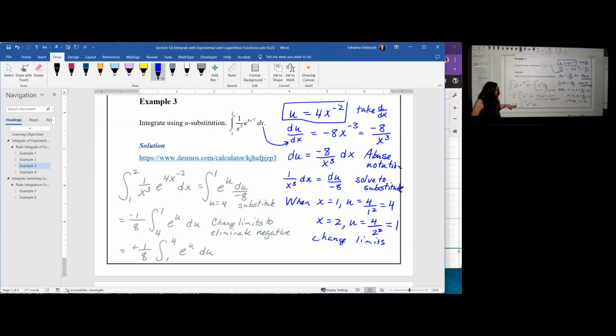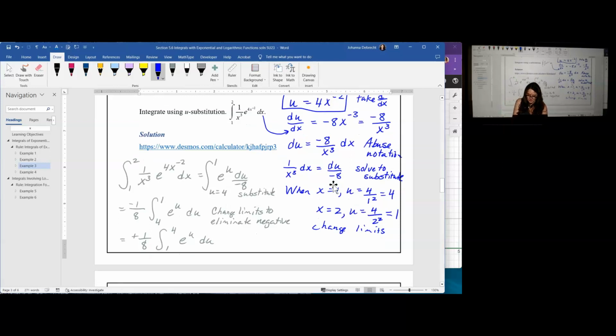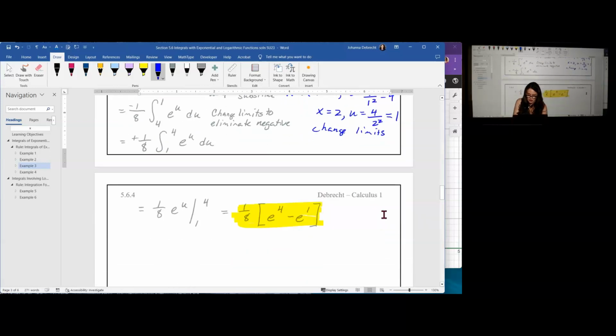That gave me the positive definite integral of 1 over 8 times the integral from 1 to 4 of e to the u du. The antiderivative function of e to the u is e to the u. And I choose to have the constant be 0. Then I evaluate between 1 and 4. And you could distribute the 1/8, but you can also leave it out.